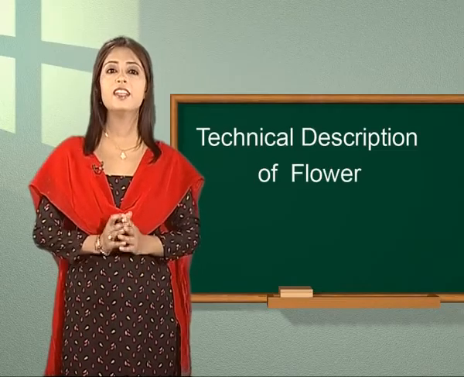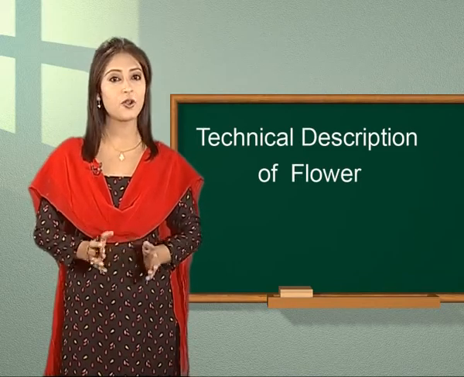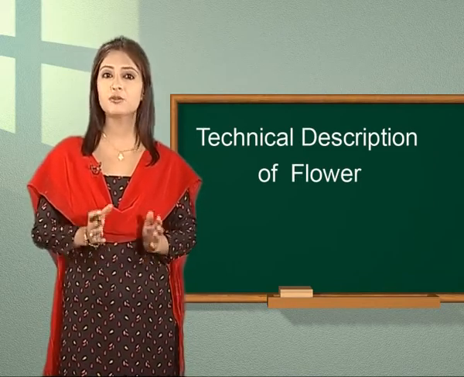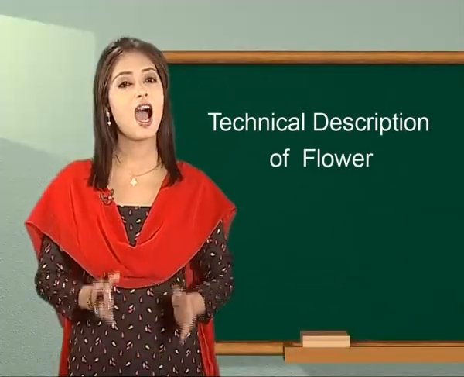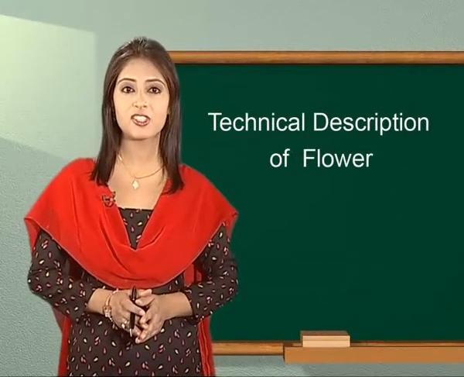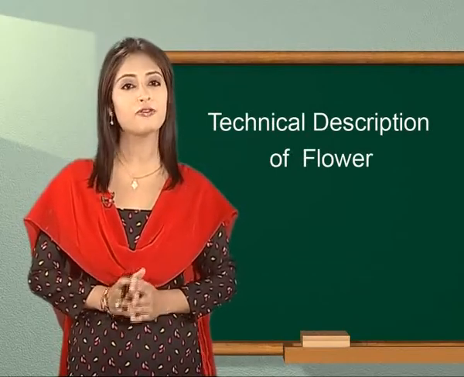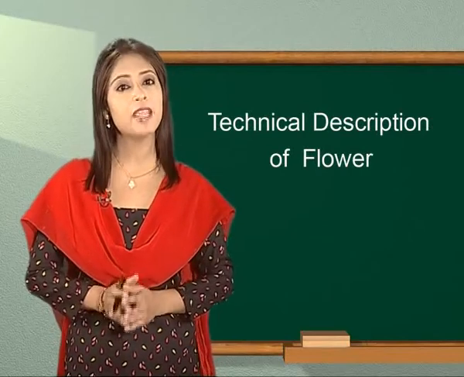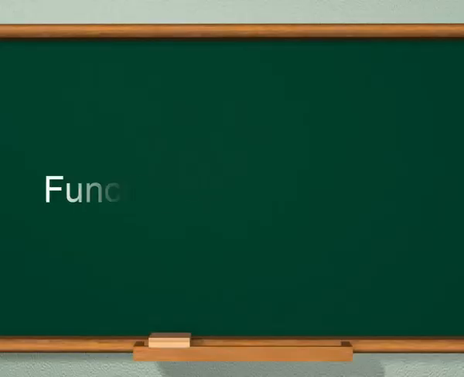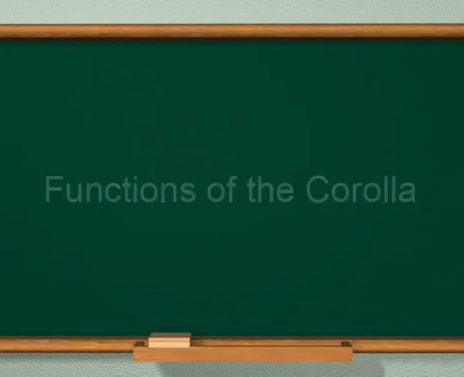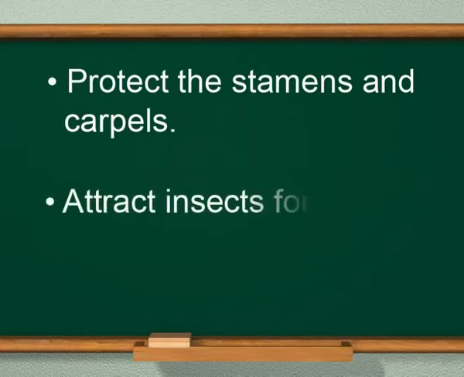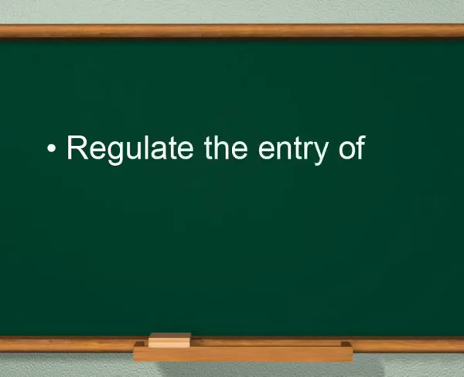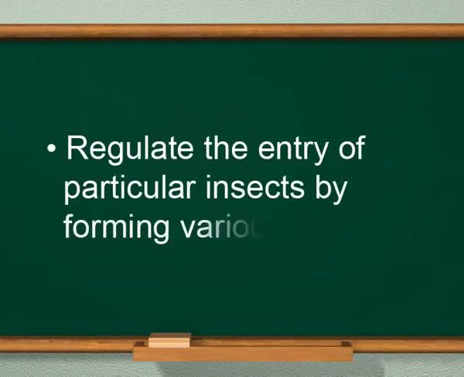So students, now we are familiar with the calyx, corolla and their forms, which vary to great extent in their shape, size and structure. After this, we will quickly check out the functions which the corolla performs in a flower. Let us list out the main functions of corolla. Functions of the corolla: protect the stamens and carpels, attract insects for pollination, regulate the entry of particular insects by forming various shapes.